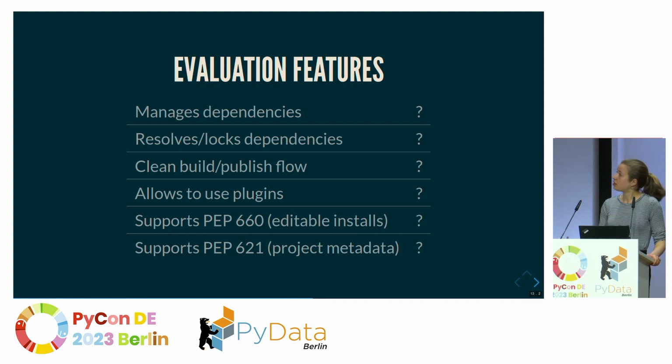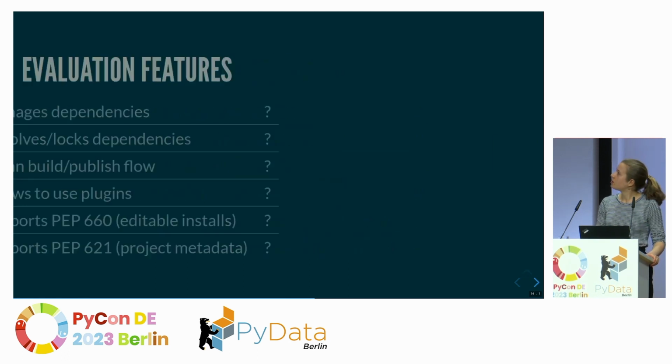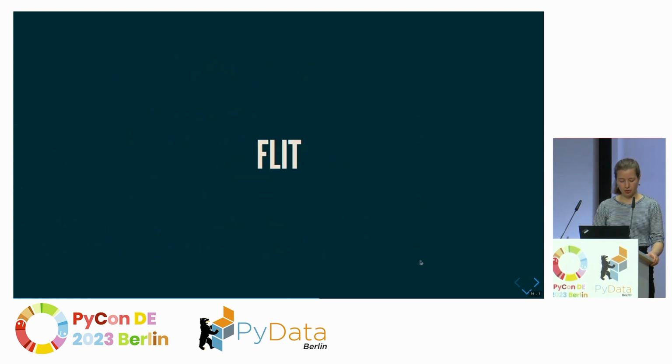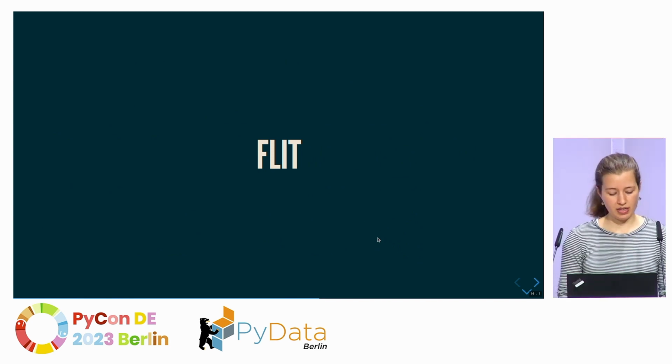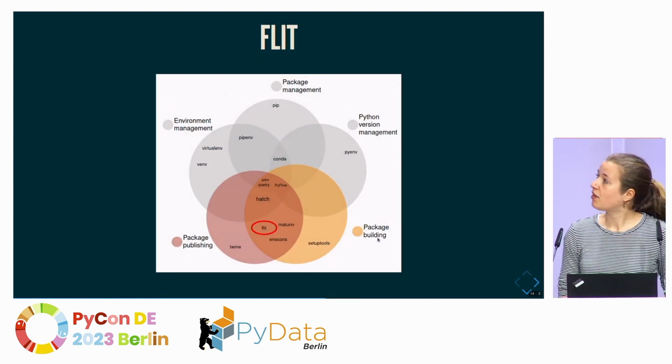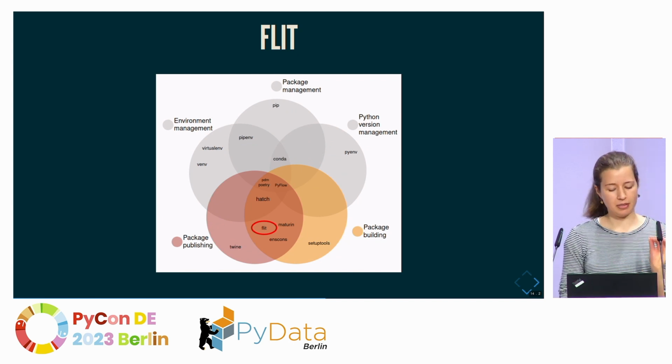And PEP 621 is about how you specify your project metadata in pyproject.toml. So it sets a standard way on how to do that. That's nice to have, but not like a development feature. Okay, so let's start with the first tool, which is Flit. Flit, as you can see in our Venn diagram, has a very specific use case. It's only about building and publishing packages.